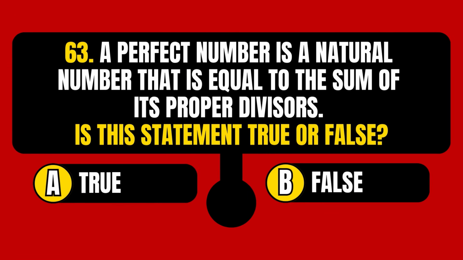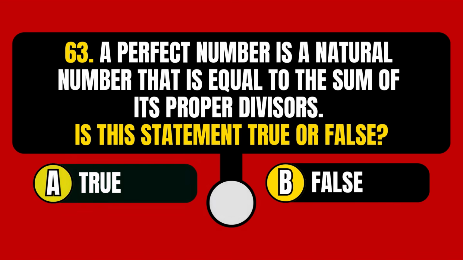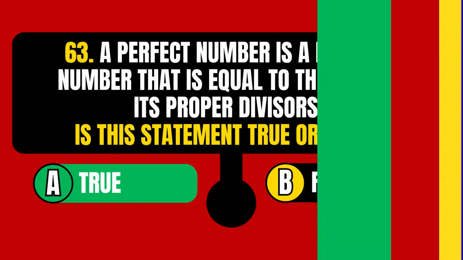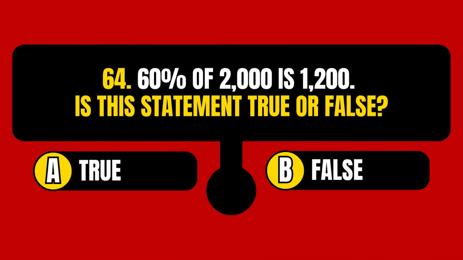A perfect number is a natural number that is equal to the sum of its proper divisors. Is this statement true or false? The statement is true. 60% of 2000 is 1200. Is this statement true or false?